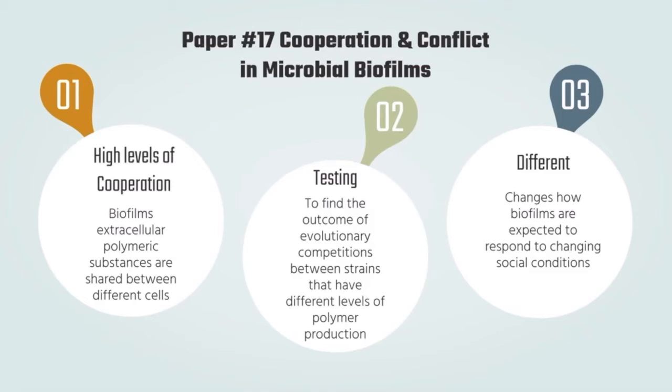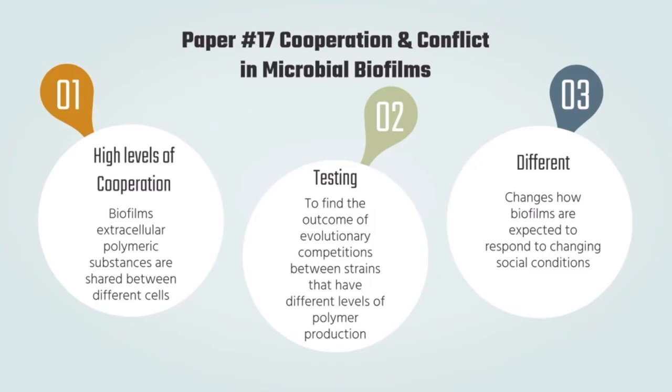This article explains and tests if biofilms have high levels of cooperation by using an elaborate individual-based simulation of a biofilm. And this is to look at and find the outcome of evolutionary competitions between strains that have different levels of polymeric production. The model uses a biochemical description of the carbon fluxes for growth and polymer production.